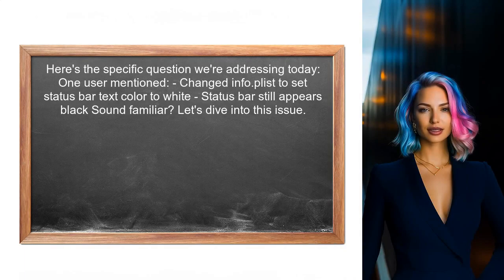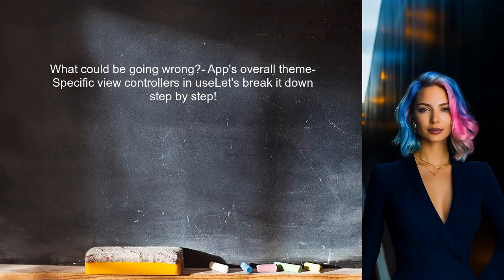Here's the specific question we're addressing today. One user mentioned that they changed their info.plist file to set the status bar text color to white, but it still appears black. Sound familiar? Let's dive into this issue. So what could be going wrong here?